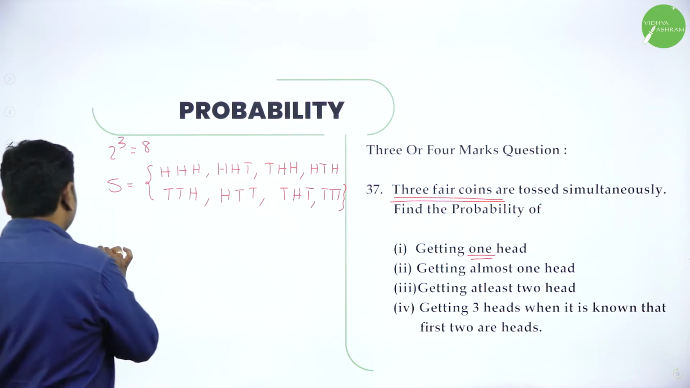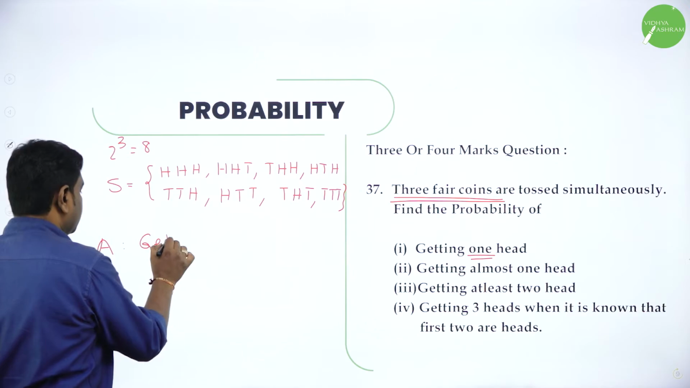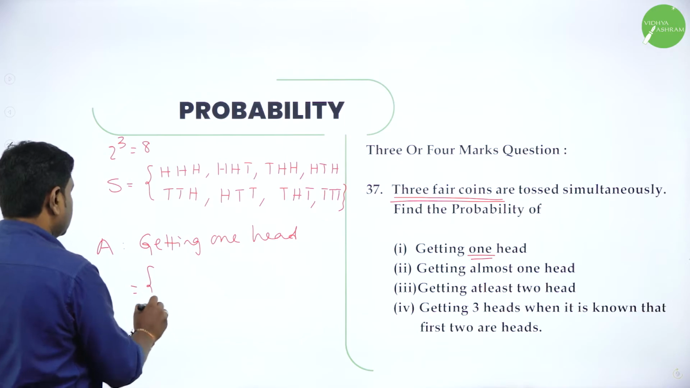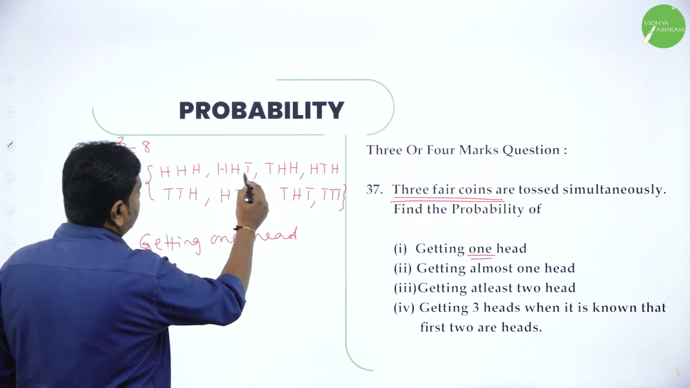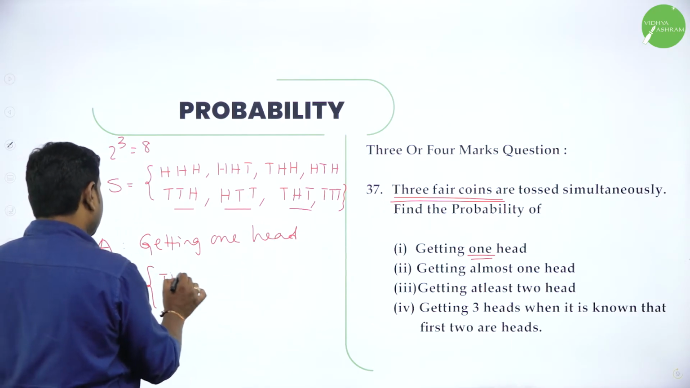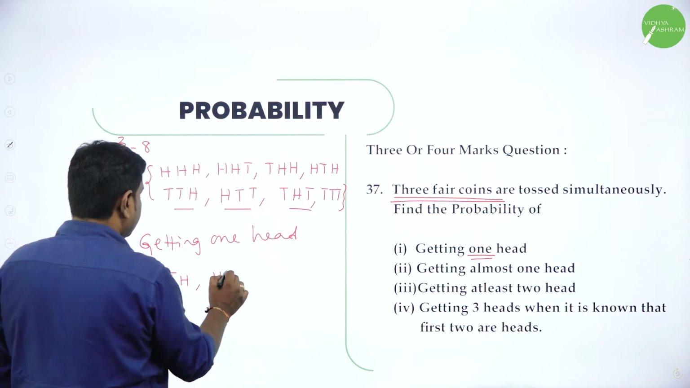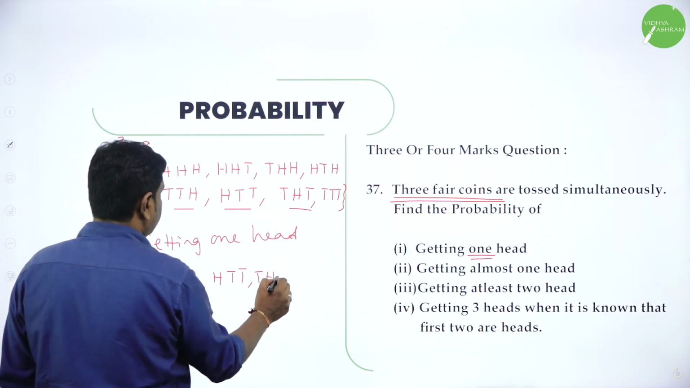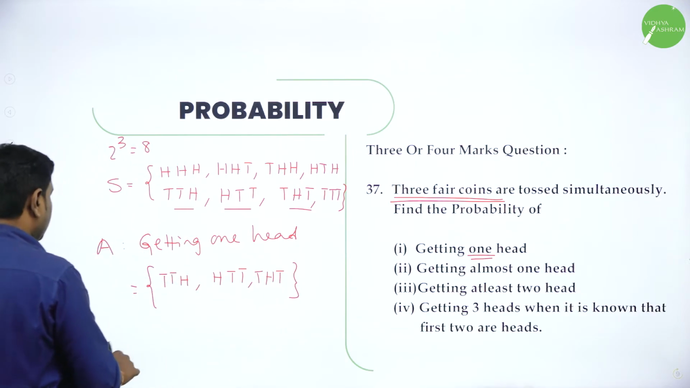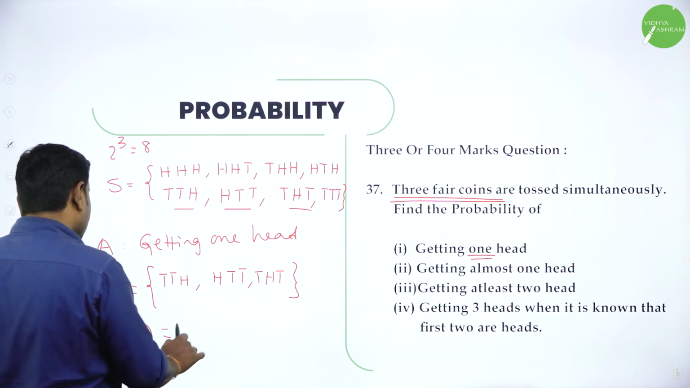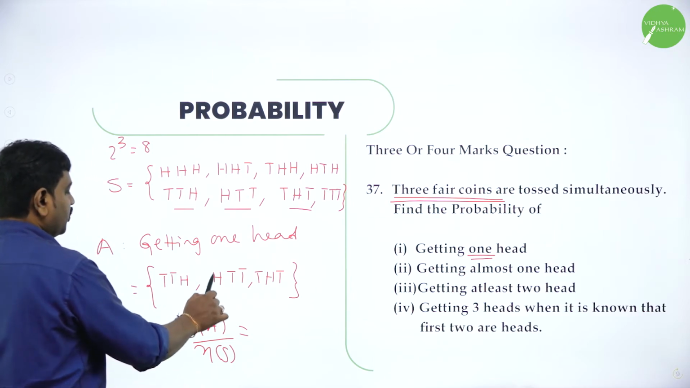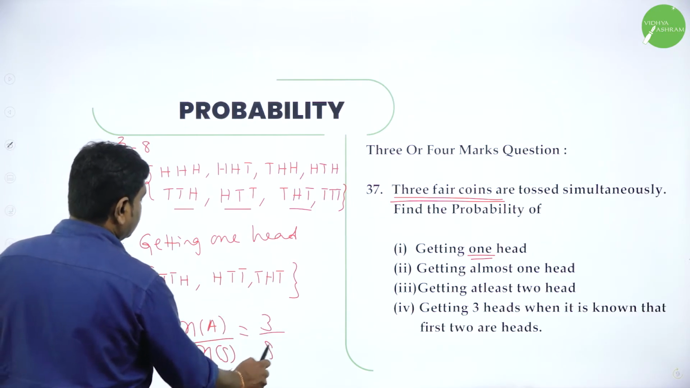Getting one head. So event A, I call it as getting one head. In this, how many one heads are there? So here we have 3 heads, 2 heads. So getting one head, here we have one head, here we have one head. So getting one head is TTH, HTT, THT. Three outcomes. So probability of getting one head is P of A. What is P of A? N of A by N of S. What is N of A? How many elements are there in the favorable? 1, 2, 3. Total how many are there? 8. So 3 by 8 is the probability.